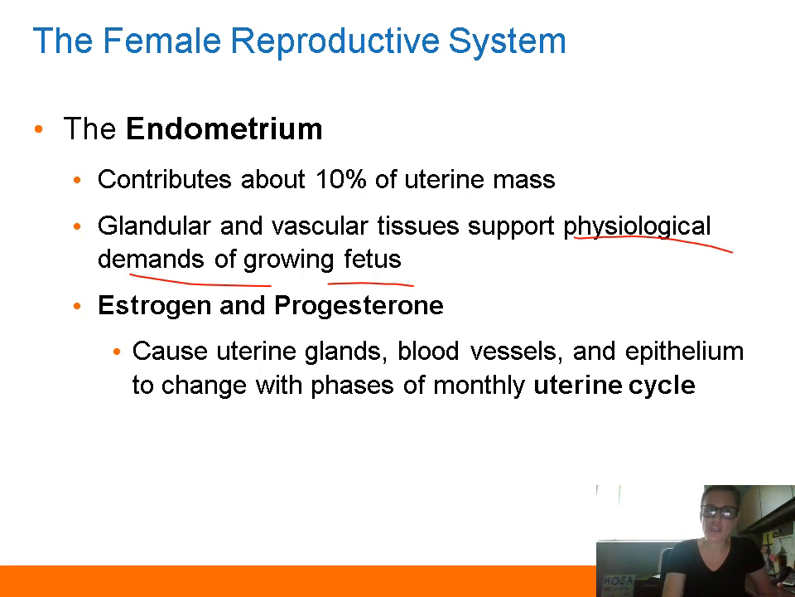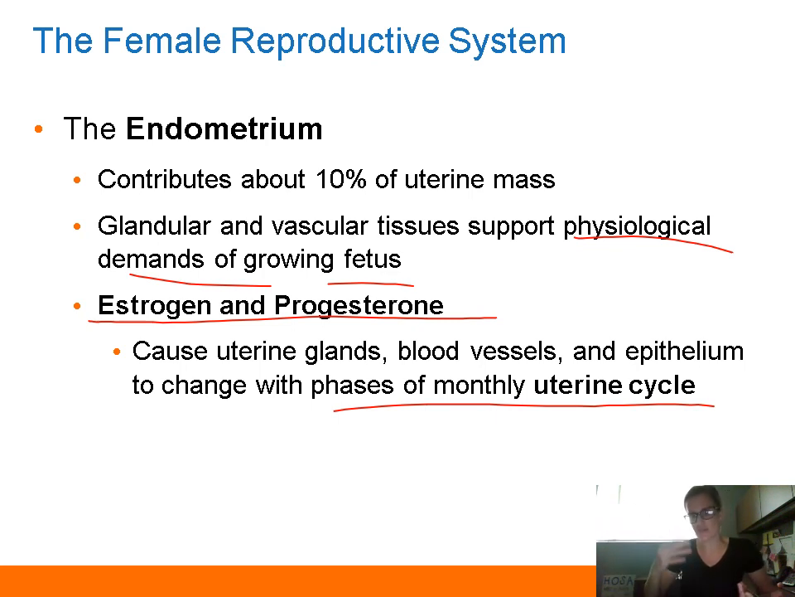Estrogen and progesterone, the female sex hormones, are the hormones that cause the uterine glands, the blood vessels, and the epithelium to change with the phases of the monthly uterine cycle. So the endometrium is constantly going through different phases or changes throughout the uterine cycle. This is the phase that gets built up in order to accept a fertilized egg, and if a fertilized egg does not implant, it gets shed, and then it gets built up again. If nothing happens, it gets shed.